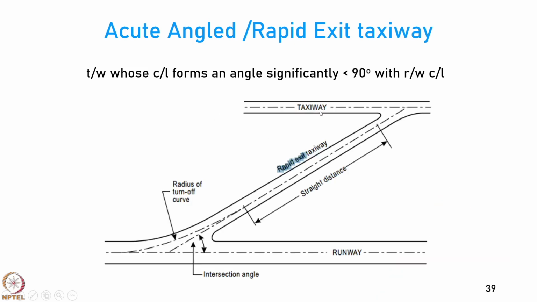So, here is a taxiway and here is the runway. The aircraft is landing from here at reasonably high speed, and instead of making it go to the end of the runway, or slow down and then turn, it is possible for it to exit rapidly along this line, so that the runway is not occupied. This angle, called the intersection angle, is much below 90 degrees. So, with this the aircraft can land and rapidly exit to the taxiway.